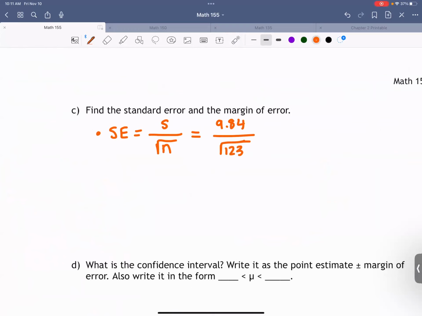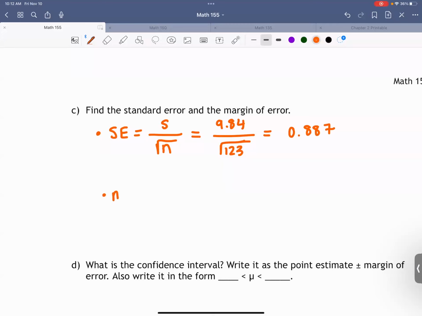S is 9.84. N is 123. I personally like to do the square root, write it down, and then divide. But apparently I'm being a hypocrite today because I did not do that in my notes, and I don't feel like doing that right now. So let's just say that when we do this, we get 0.887. That might not even be right. Who knows? But that's the number I wrote down in my notes.